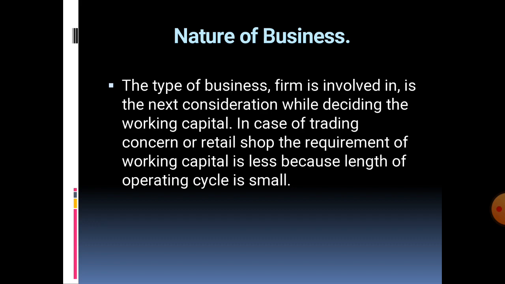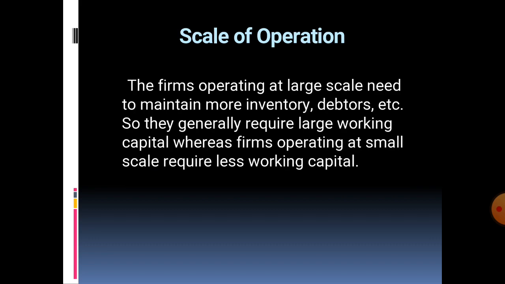The next point to be discussed here is scale of operation. The firm operating at a large scale needs to maintain more inventories, debtors, etc. So they generally require a large working capital, whereas a firm operating on a small scale requires less working capital. This is an important aspect of operation. The large scale needs to maintain inventory and debtors, so generally they require a large working capital, whereas if my business is small, I will require less working capital.